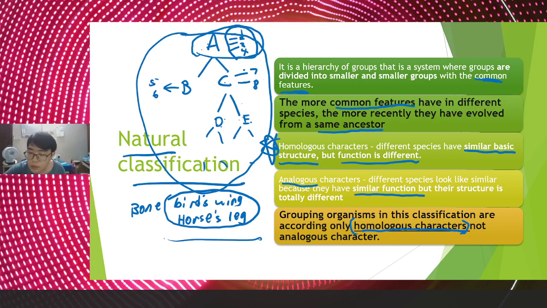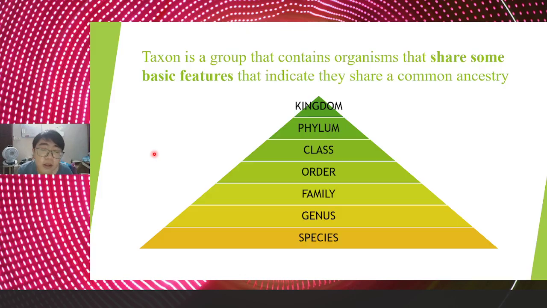So for this, I think you can understand. Okay, so natural classification. Okay, next, based on the natural classification, scientists already classify all the organisms into groups called taxon. They will be grouped into the taxon.